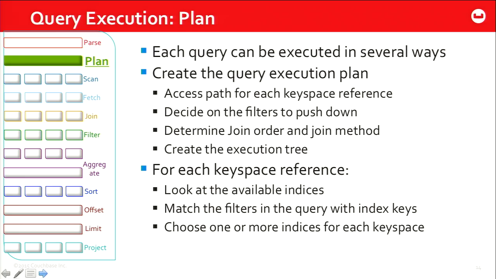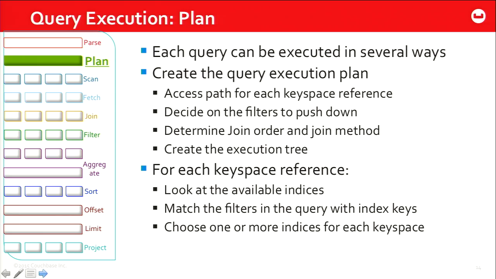Then we decide on the join order and join method. In N1QL, right now, we always do the joins in exactly the order that you have specified in the query. That's the join order in this release. We don't change the order. And the join method that we use right now is the nested loop. Again, this is the behavior in version 4.0 that we're going to release. And then once all these are decided, you create the execution tree, which the query engine executes.